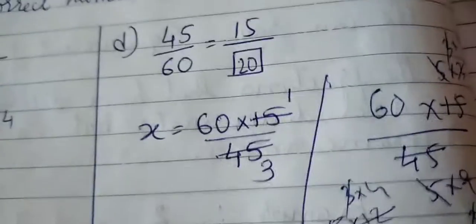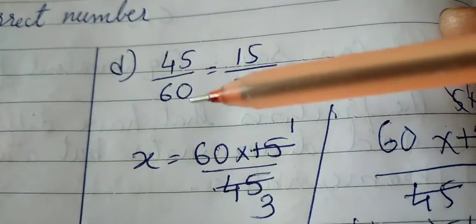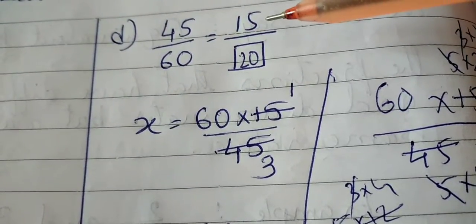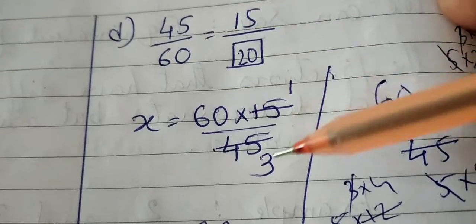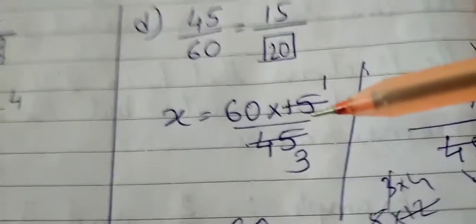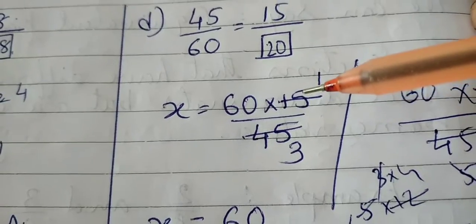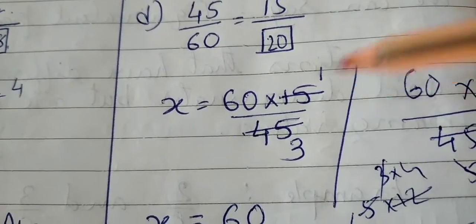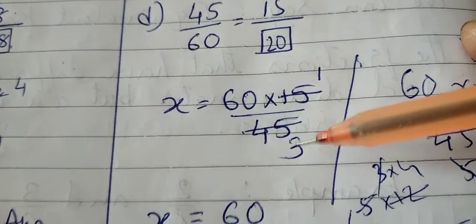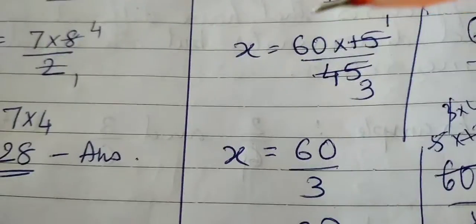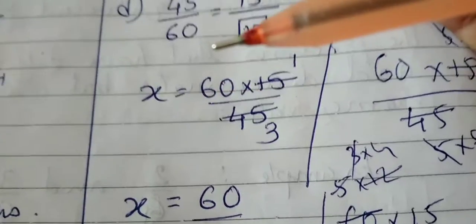Then the fourth one you can see 45 upon 60 is equal to 15 upon dash. Multiply 60 and 15 and divide by 45. Here I have simplified it in a certain way. I know the table of 15, so 15 ones are 15 and 15 threes are 45. Then 60 is divided by 3, got 20. But the same thing can be simplified in a different way.